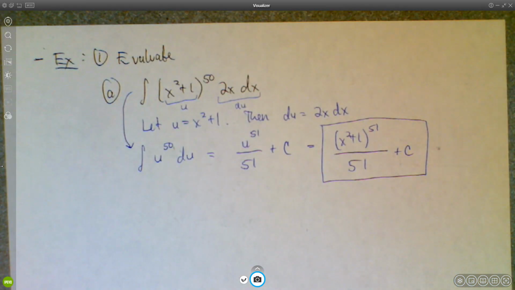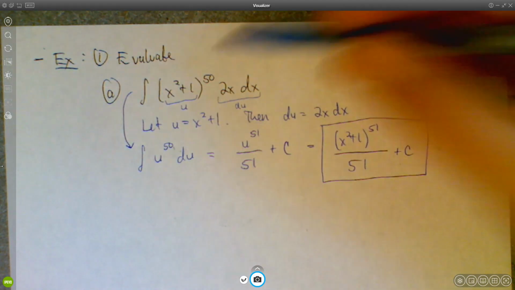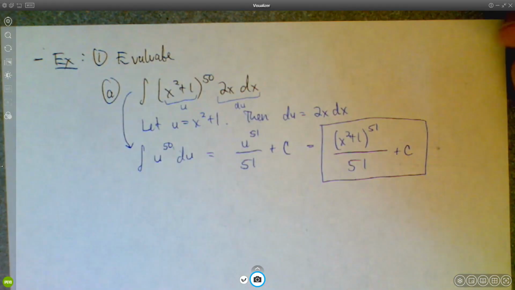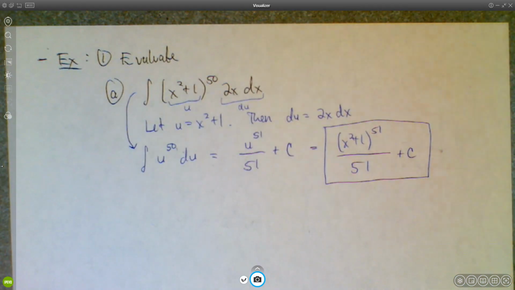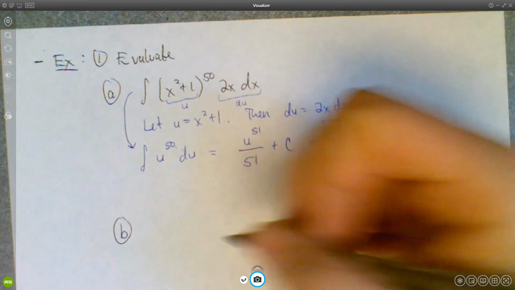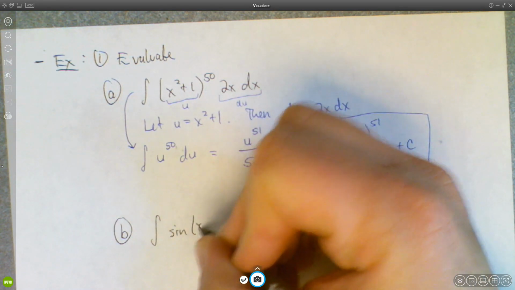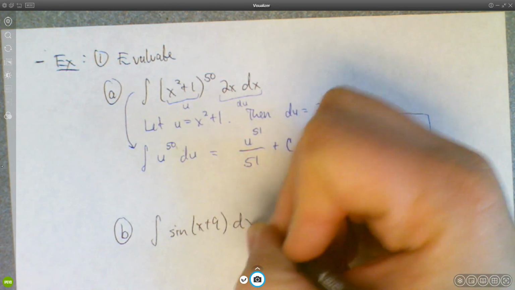You can always check this by differentiating, right? If you take the derivative of this, you should end up back with x squared plus 1 to the 50th times 2x, right? Okay. So there's an example. Here's another example. Let's do the integral of sine of x plus 9 dx.